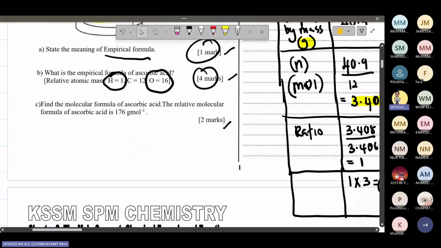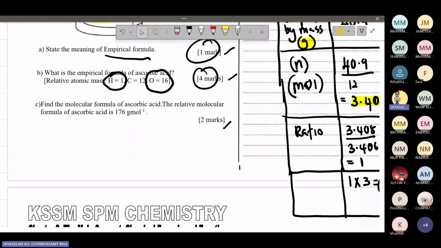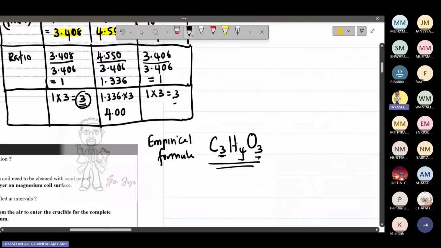Now look at this question. Find the molecular formula of ascorbic acid. Okay, the relative molecular mass. This is wrong, the relative molecular mass is given 176. We already did this question during the class session. So how to do this? Your empirical formula is already here. You already find the empirical formula, right?